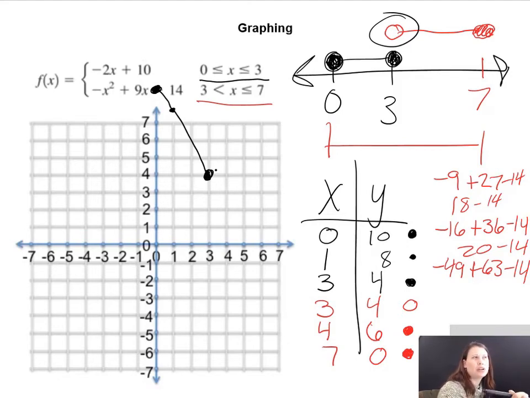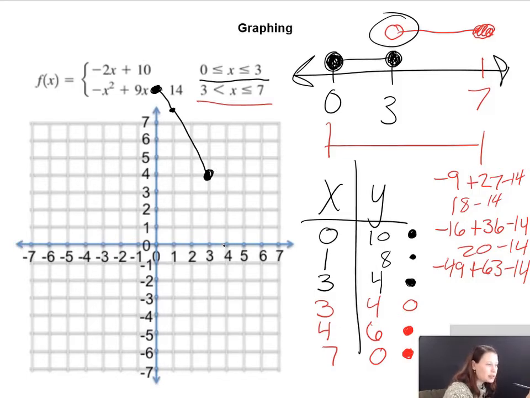Actually, I'm not sure if it will matter to Alex. Don't put an empty circle over a filled-in circle in Alex. I think it will overwrite it, and you definitely want it to be a filled-in circle because at least a point is there from the first piece, if not the second piece. Okay? So, it's a point there at 3, 4.